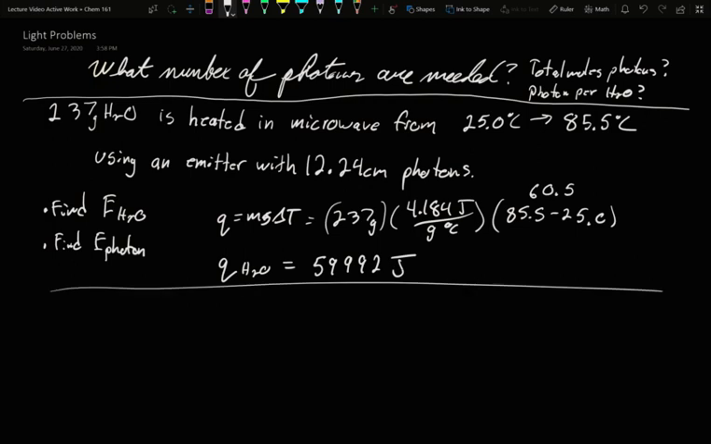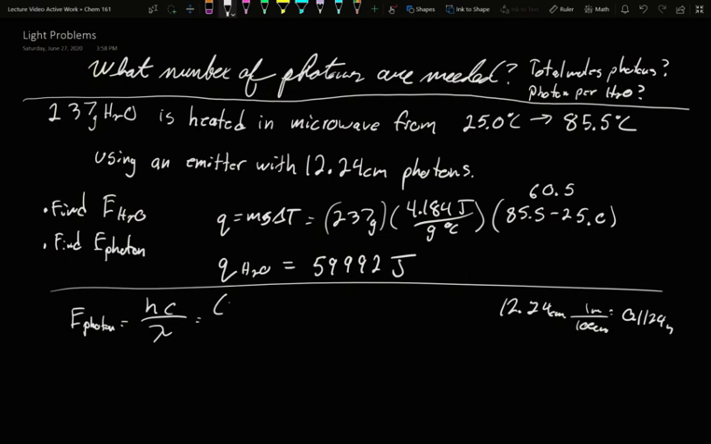I need my energy for my photon. For that, the energy of a photon is going to be equal to hc over lambda. Well, we usually do lambda in meters because the speed of light is in meters. So I need to convert my centimeters. 12.24 centimeters, there's 100 centimeters in 1 meter, 0.1224 meters.